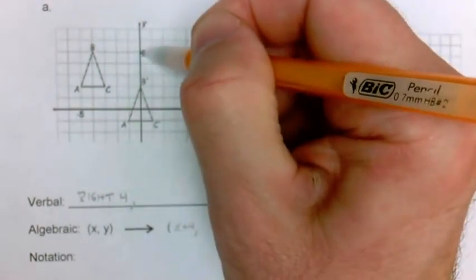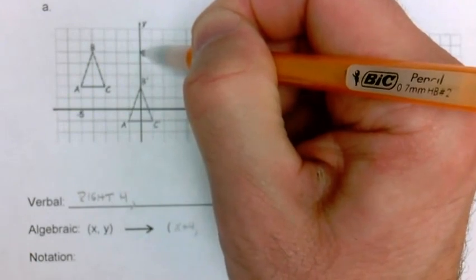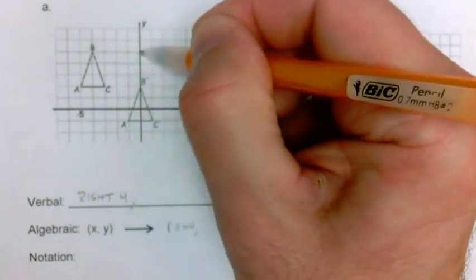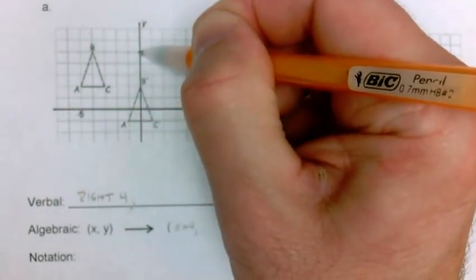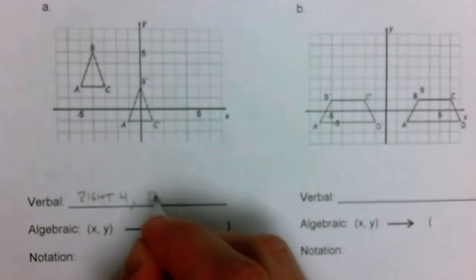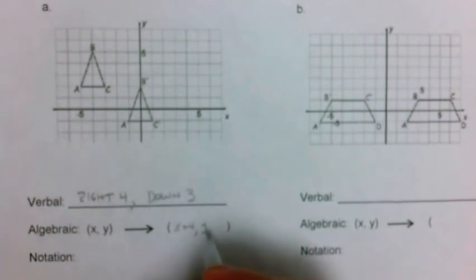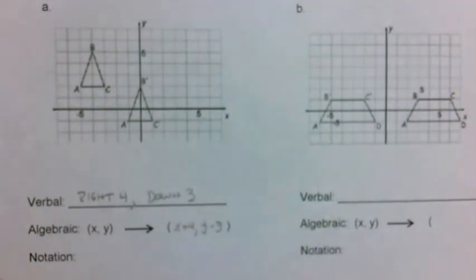Now, I have to figure out how I'm going to move vertically until I reach point B prime. Okay, so if I move right 4 units, point B is here. Now I have to move down 1, 2, 3 units. Down 3 units. All right, moving down 3 takes the y coordinate and subtracts 3 from it.